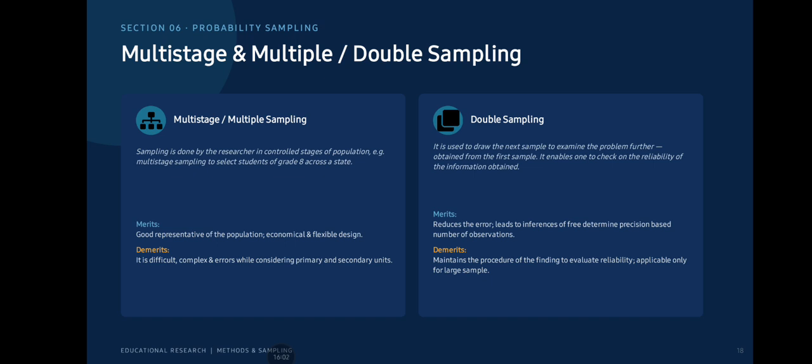Double sampling. It is used to draw the next sample to examine the problem further, obtained from the first sample. It enables one to check on the reliability of the information obtained. Its merits: reduces the error, leads to inferences of predetermined precision based on number of observations. Demerits: maintains the procedure of the finding to evaluate reliability, applicable only for large samples.